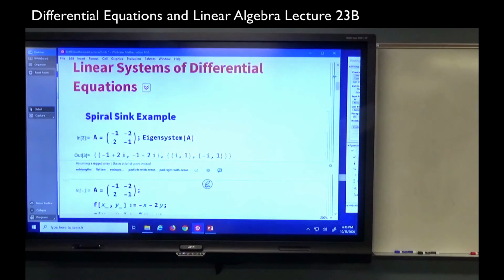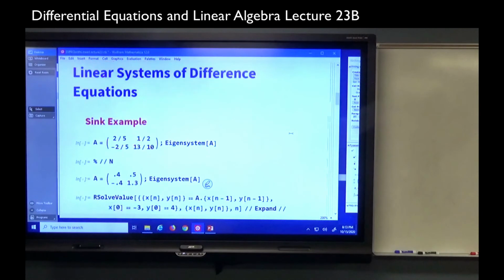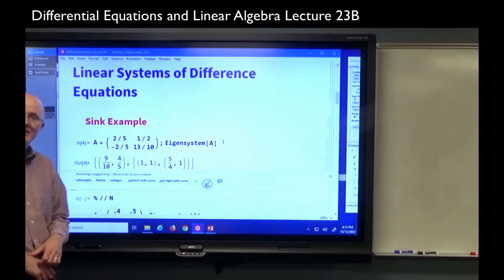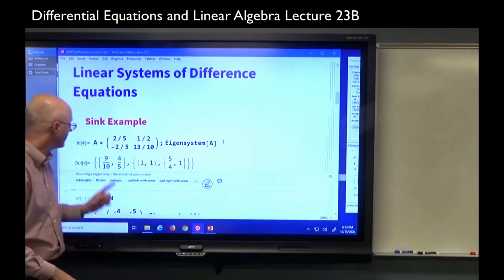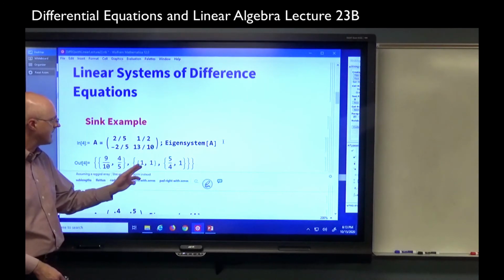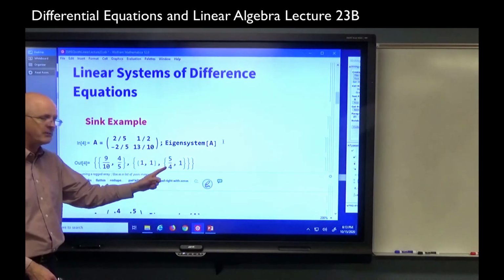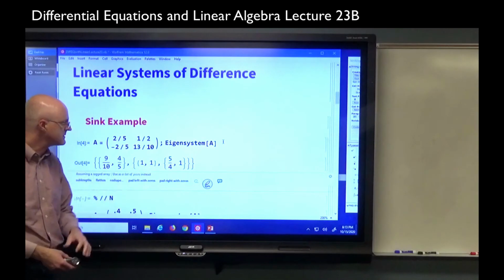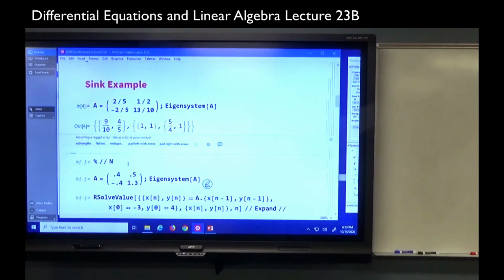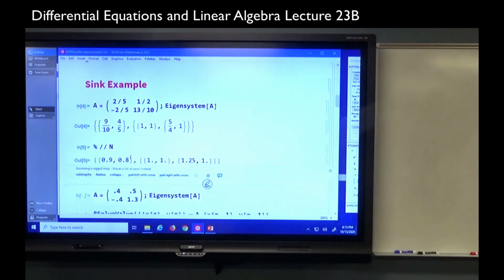But let's now jump back down to the difference equation section. Here's our second example. Here's how it turns out if you use fractions. Remember, the eigenvalues were 0.8 and 0.9. Well, there's 0.9, there's 0.8, 9/10 and 4/5. And the eigenvectors are these. One of them was 1, 1. The other one was 1.25, which is 5/4, 1. You can numerically approximate that like this. Percent sign refers to the preceding output.